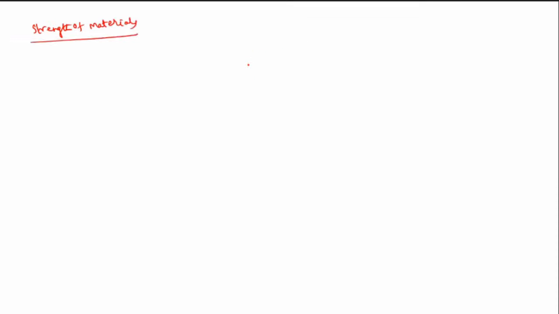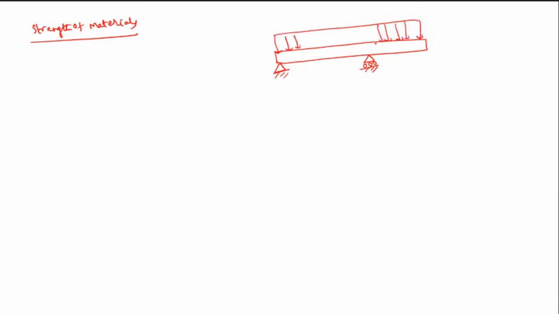They have given an overhanging beam, which is carrying a UDL load of value 20 kilonewton per meter. These are given as 2000 mm, nothing but 2 meters, and this is 1000 mm, that is 1 meter. So first we need to find out the reactions for this beam.